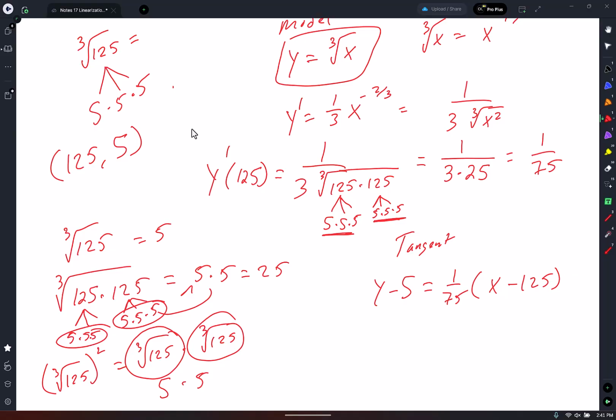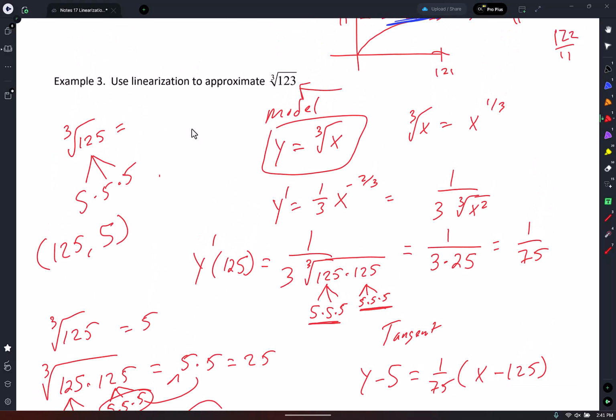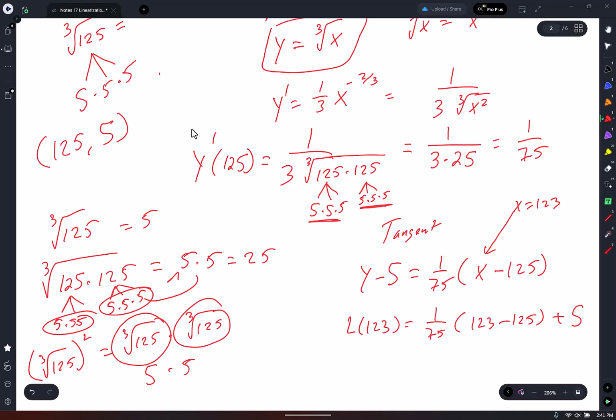This is what I'm going to use to approximate the cube root of 123. So what am I going to insert for x? Not the cube root, just the number. So just 123. So here it is. L of 123 is equal to 1/75 parentheses 123 minus 125 plus 5. And I should be putting approximate. I keep doing that. That's a bad habit. I keep putting an equal sign instead of approximate. You can put an equal sign now because that's what this is.